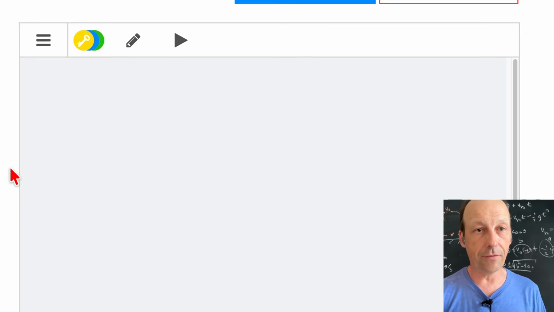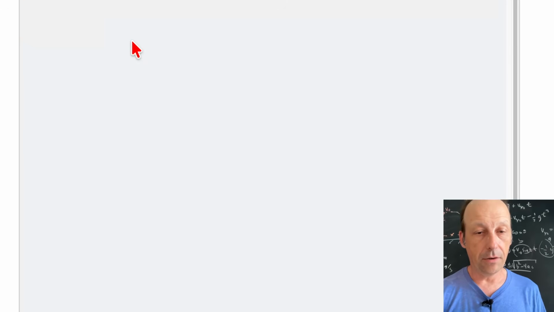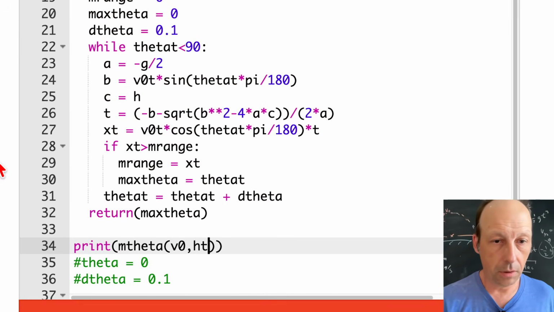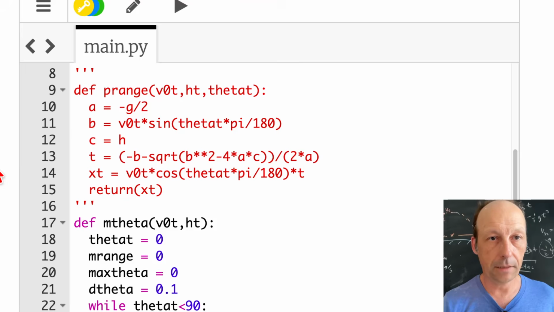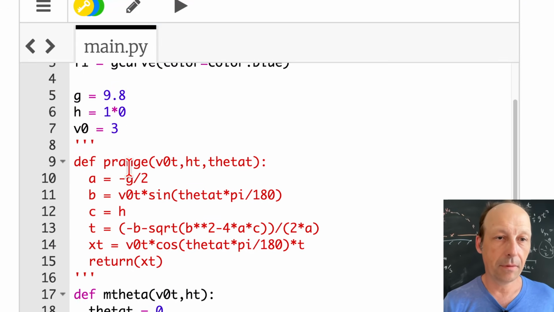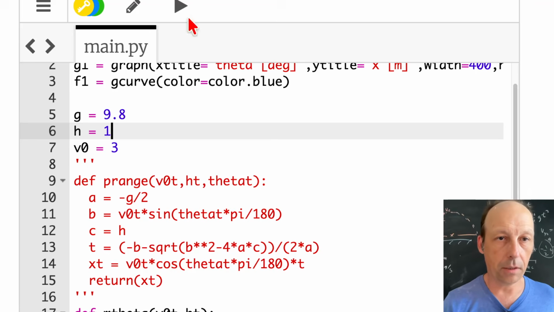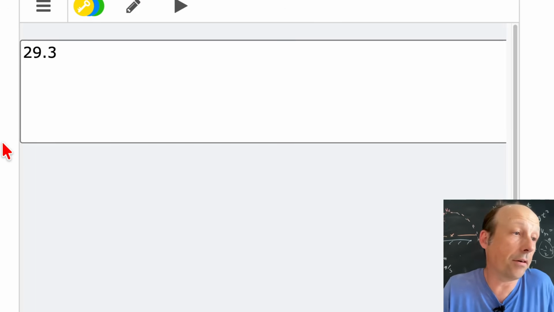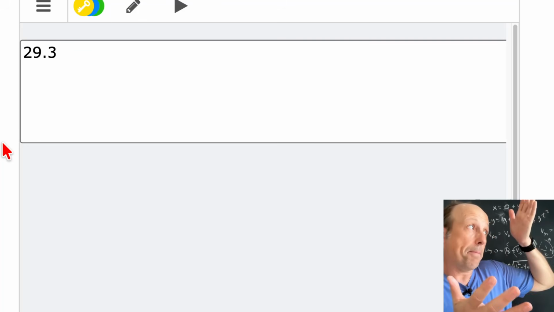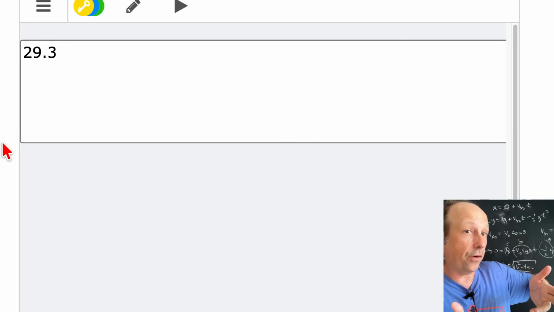HT is not defined near line 34. Oh, H. That's simple. Oh, I have H at 0. So let's put that back at 1. Okay, 30. That's what it works. Now we can make a plot of maximum range as a function of height.